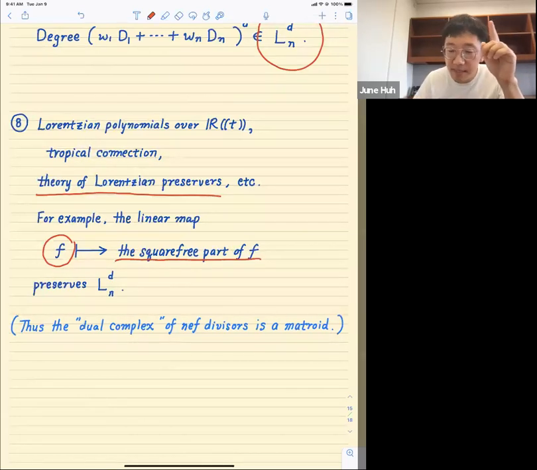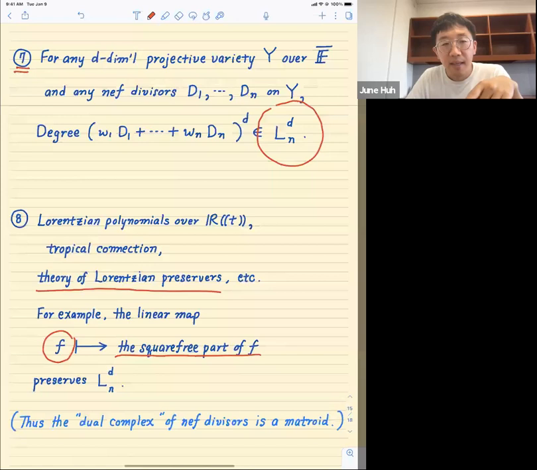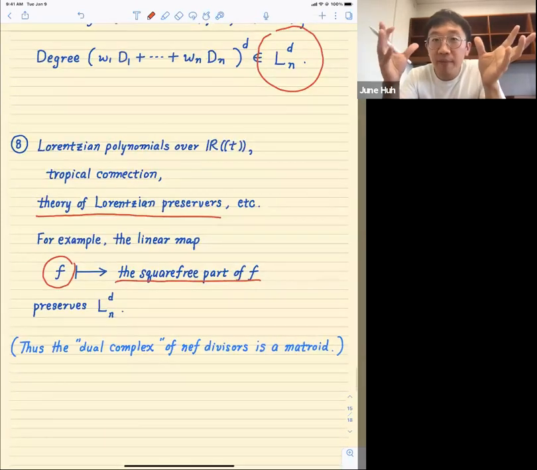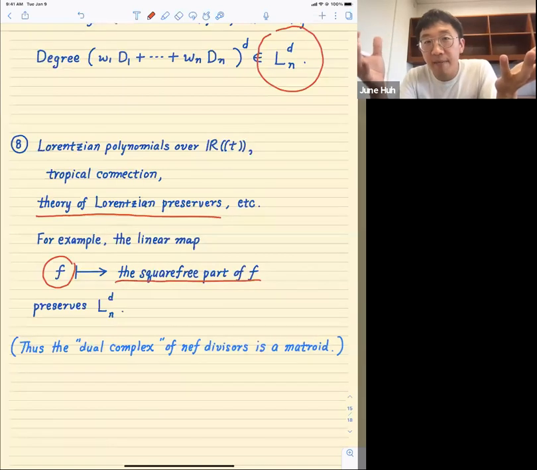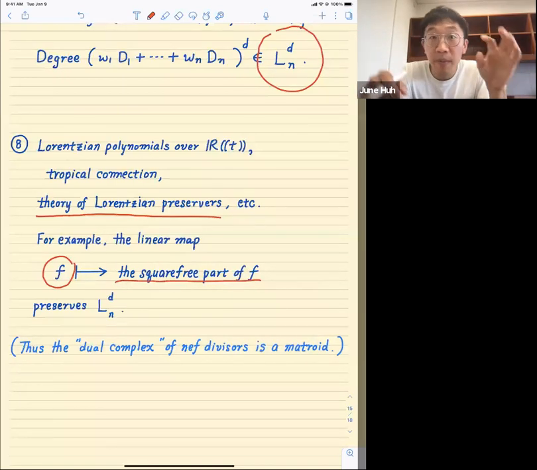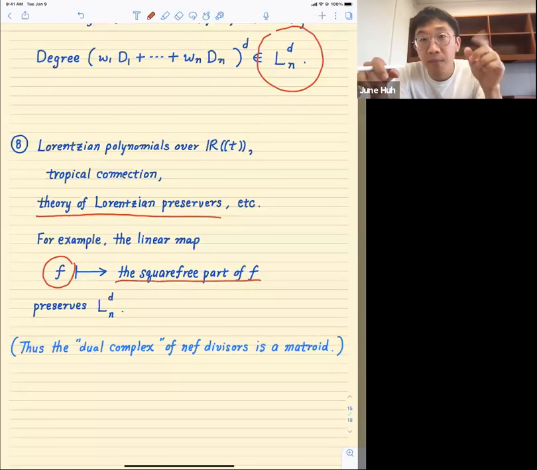And one consequence of this observation paired with observation number 7 is that if you start with any projective variety and you pick any set of nef divisors, then you have a volume polynomial, and the set of monomials that you see there corresponds to those indices where the corresponding nef divisors have non-zero intersection. But if you just look at the square-free part, this is what you would maybe call the dual complex of the given set of nef divisors. Just collect all the collections of nef divisors that have non-zero intersection number.